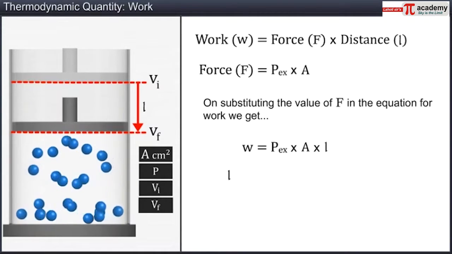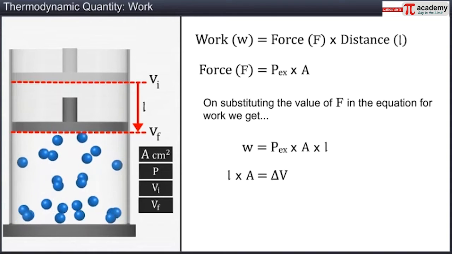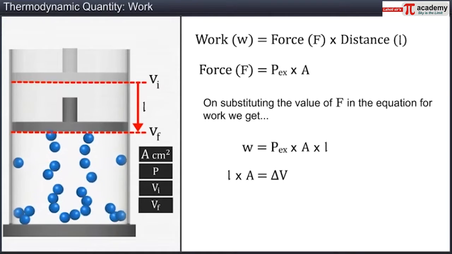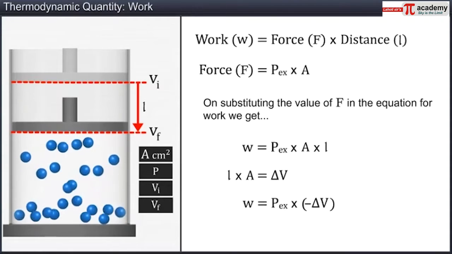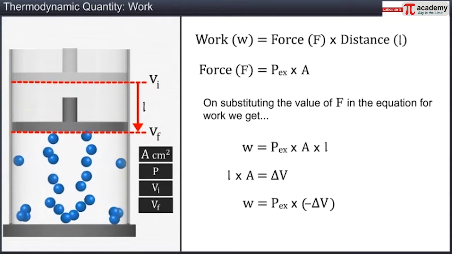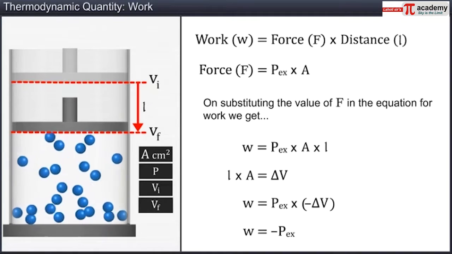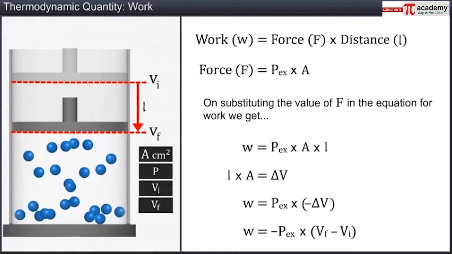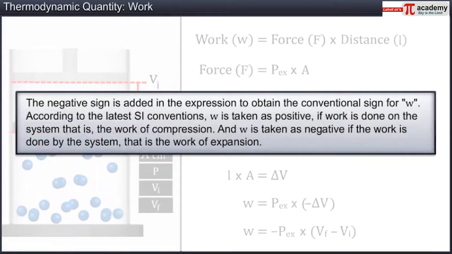But distance L multiplied by area A gives change in volume delta V. On substituting, we get work equals external pressure Pex multiplied by minus change in volume delta V. That is, work is equal to minus external pressure Pex multiplied by final volume Vf minus initial volume Vi. The negative sign is added in the expression to obtain the conventional sign for W.